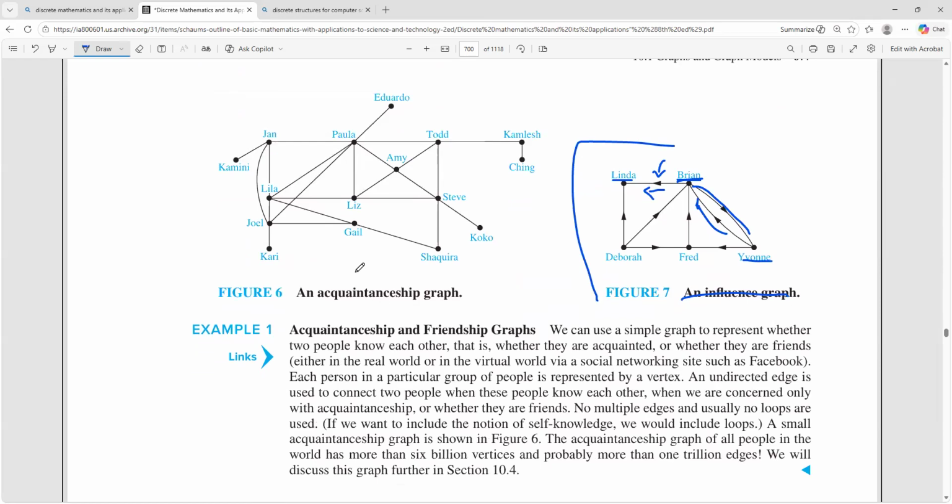These are acquaintance graphs, friendship graphs. These are more simple. It just shows who's friends with who. So Kamini and Jan are friends. Jan's connected with.